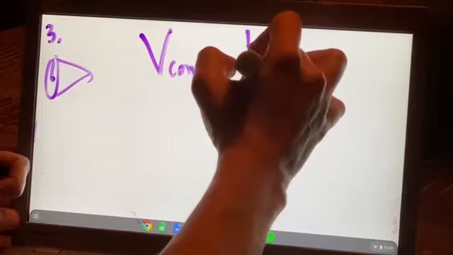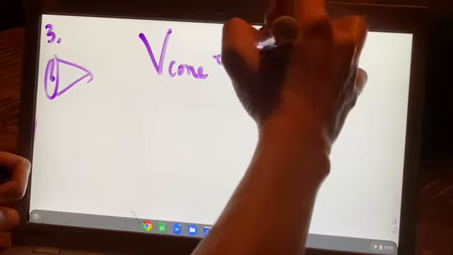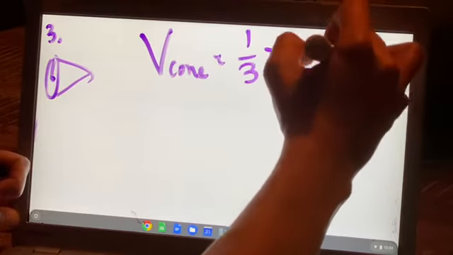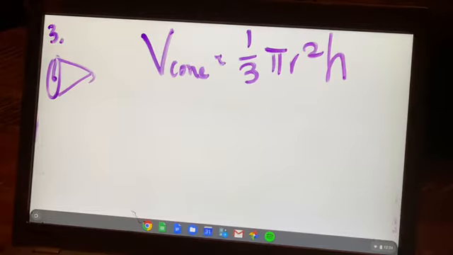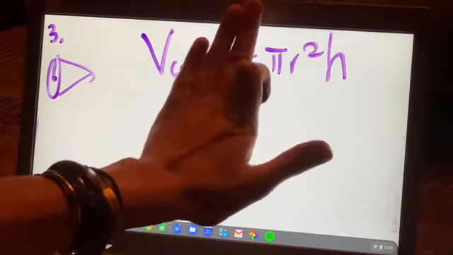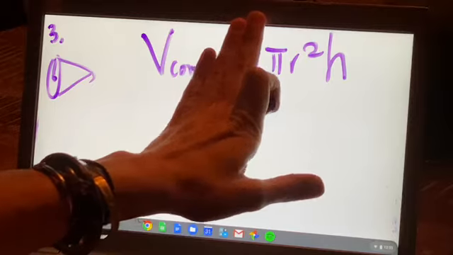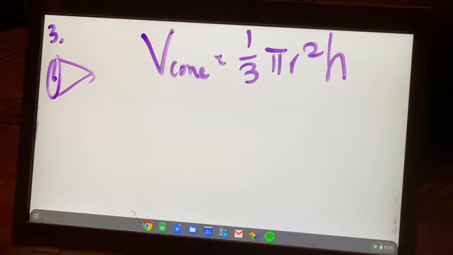The volume of a cone was 1/3 times pi r squared times the height. Think about how pi r squared times the height is like the volume of a cylinder, and so a cone is like a third of that. So we're just going to take the information they gave us.